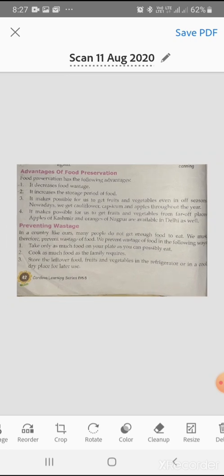Students, in a country like ours, many people do not get enough food to eat. We must therefore prevent wastage of food. So what should we do? Preventing wastage of food.